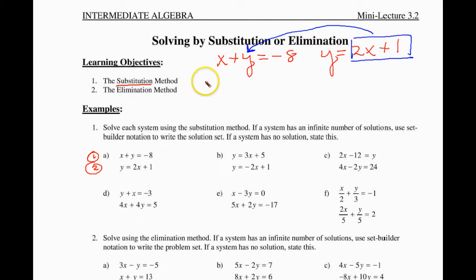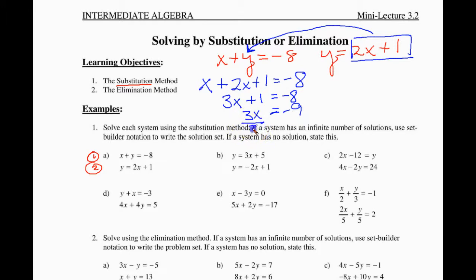Now we rewrite it. We're going to go x, this is the first one, plus y, which is this, 2x plus 1, equals a negative 8. That's the key to what we're doing, and you should have it in your notes. So now we combine like terms. We get 3x plus 1 equals a negative 8. We get 3x. We're going to transpose that. That becomes a negative 1 on this side, so a negative 9.